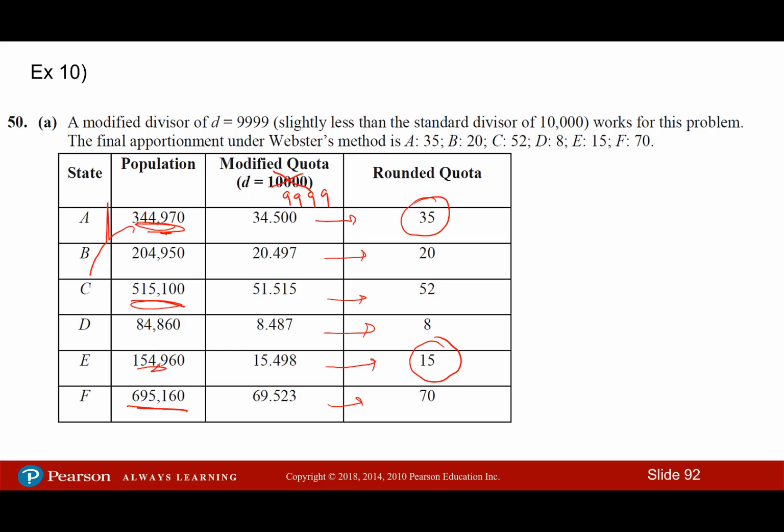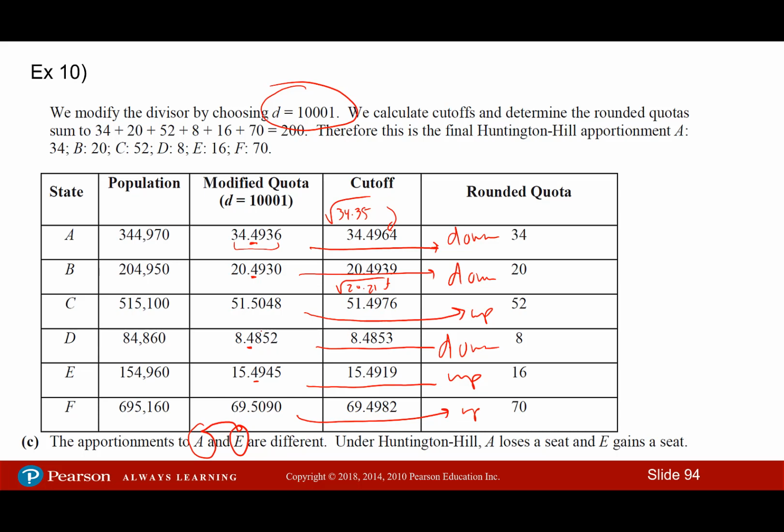So notice A and E. And this is why we use this method. Notice the A and E. Notice that E is roughly 3 times smaller than A, right? And as I do this, notice at the end, A, which is a much bigger population, actually loses a seat to E. So it slightly favors smaller populations. That's what it does here. And slightly unfavors large populations.